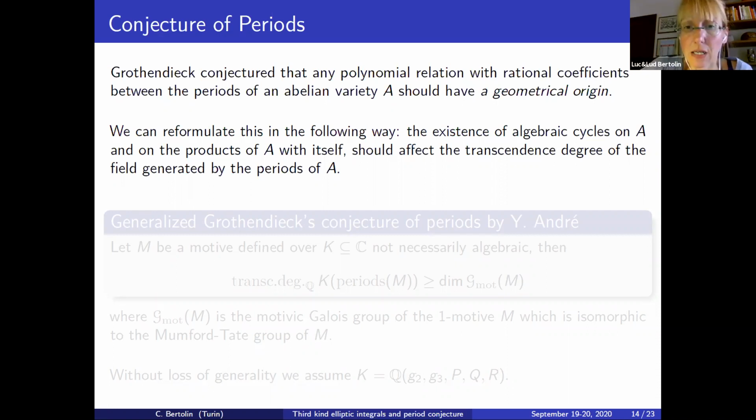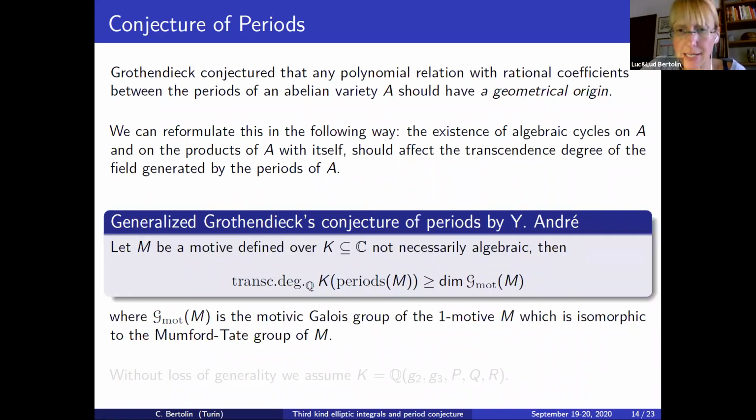So then, Grothendieck never wrote down an explicit conjecture. This was done essentially by Yves André, who generalized this to the case of 1-motives. He does it for any motive, but for us, the important case is 1-motives. The transcendence degree over K of the field generated by the periods of M is bigger or equal to the dimension of the motivic Galois group of M.